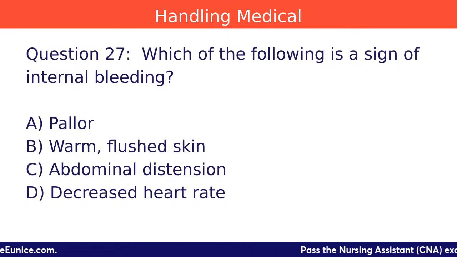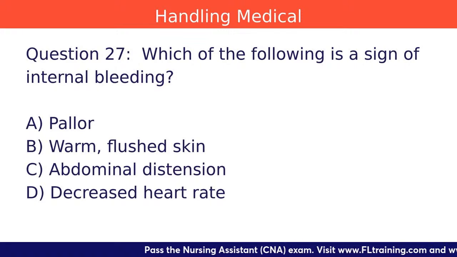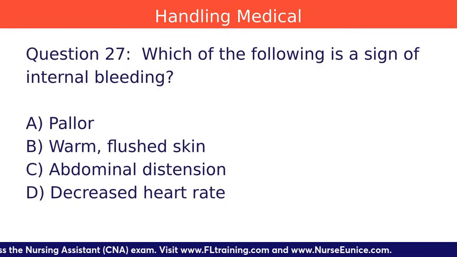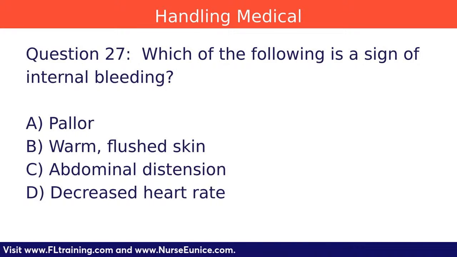27. Which of the following is a sign of internal bleeding? A, paler or turning pale. B, warm, flushed skin. C, abdominal distension. Or D, decreased heart rate.